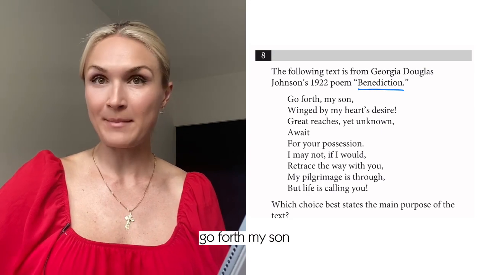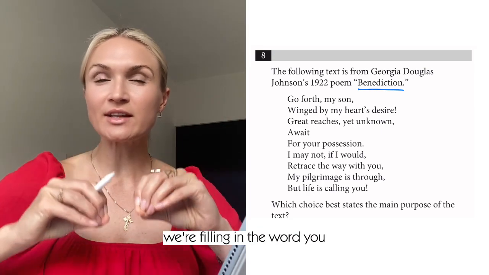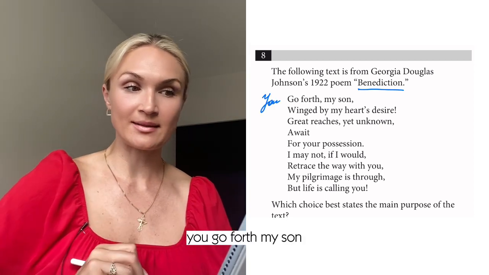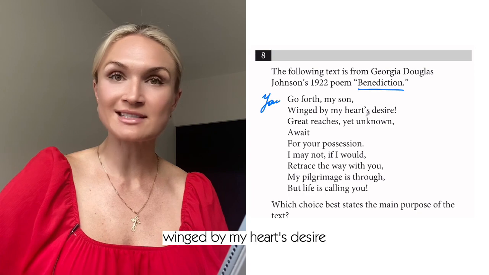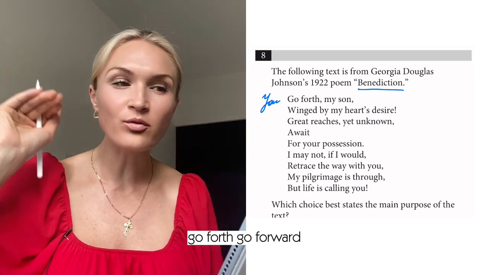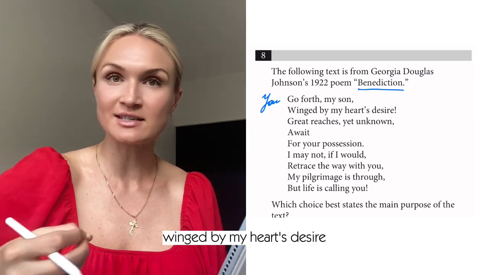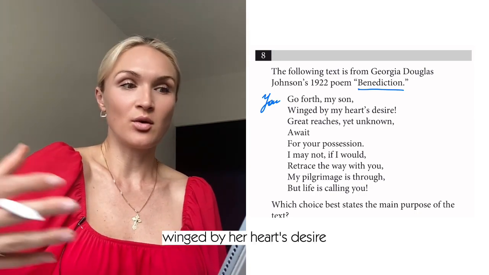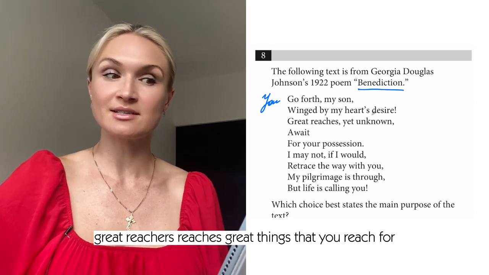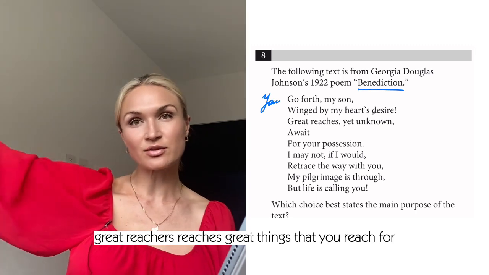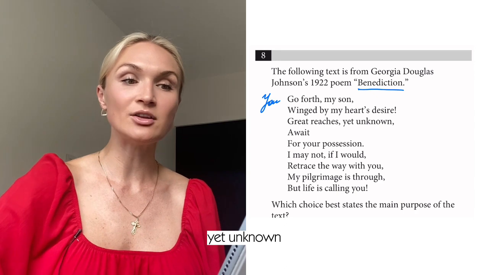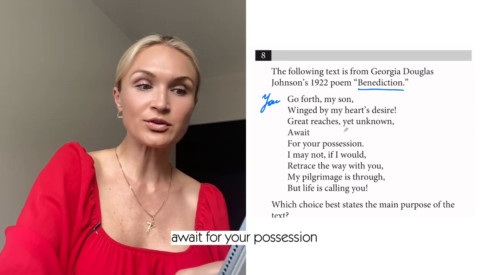Go forth, my son. What are we filling in? We're filling in the word you. You go forth, my son. Winged by my heart's desire. So she's giving him a blessing. Go forth, go forward. Winged by my heart's desire. He's being driven, winged, by her heart's desire. Great reaches, great things that you reach for. You know how you have reach schools? Like great goals, yet unknown, await for your possession.